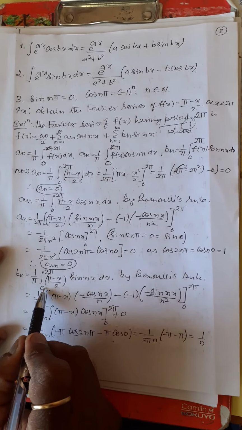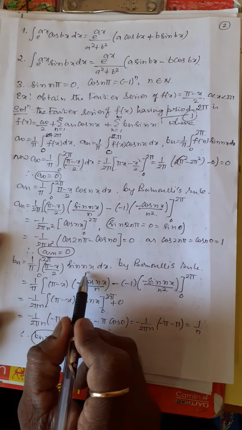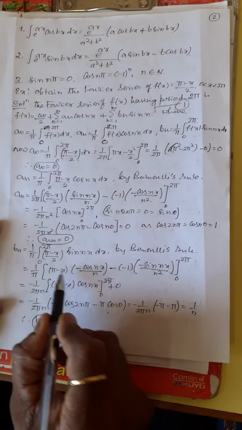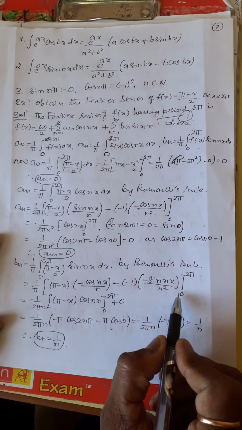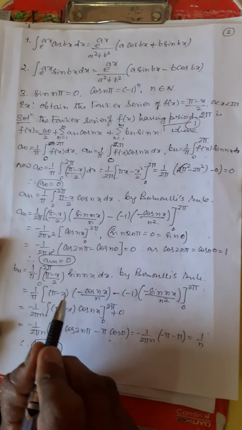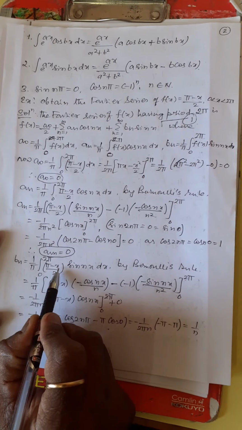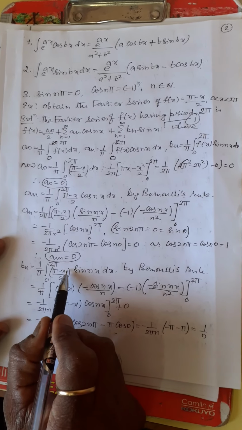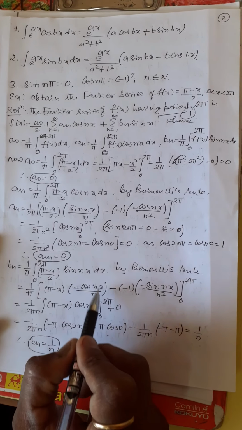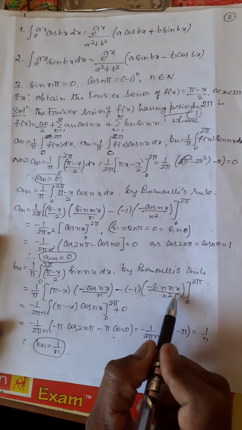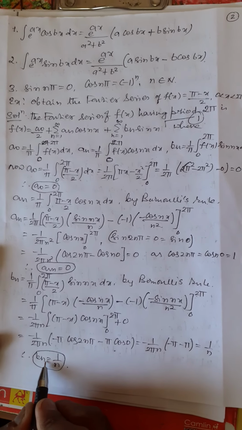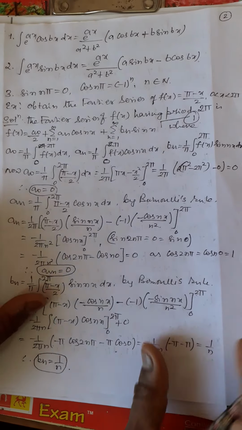Similarly, go for b n: 1 upon pi between 0 to 2 pi, pi minus x upon 2 sin nx dx. Again, by the Bernoulli's form of the integration, u into v1 minus u dash into v2 between 0 to 2 pi. While going for the integration, u should be taken in such a manner that it becomes 0 after the first, second or third derivative, and obviously the other term will become v. v1, v2, v3 are all respective integrations. Therefore, putting the upper and lower limits, this reduces to 1 upon n.